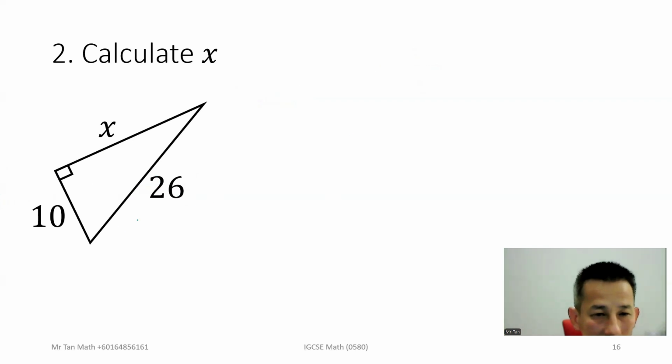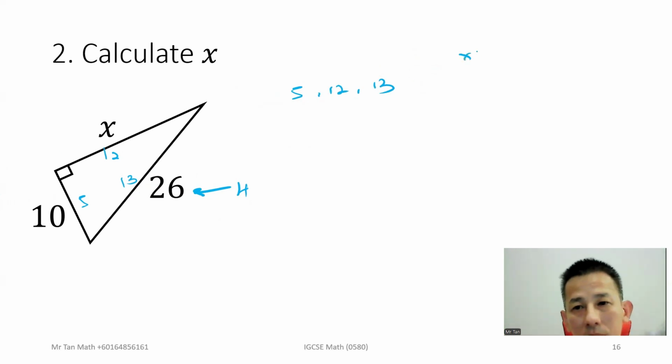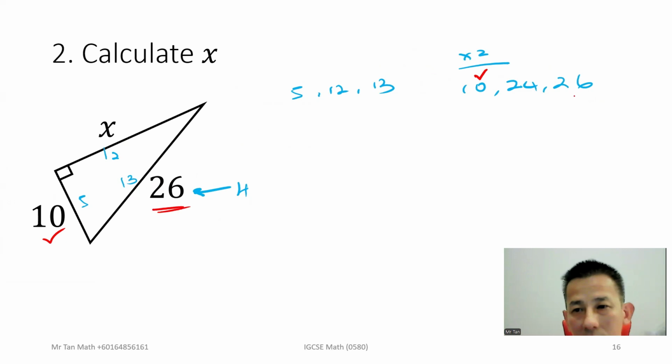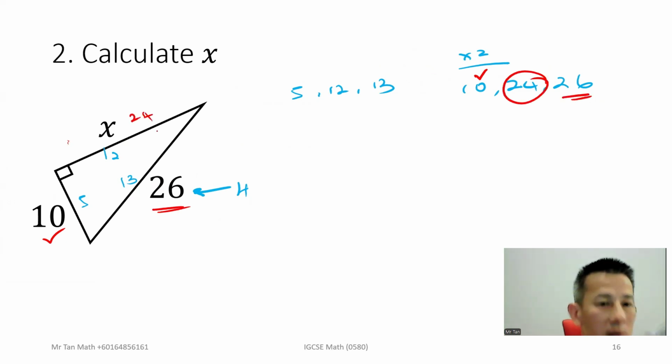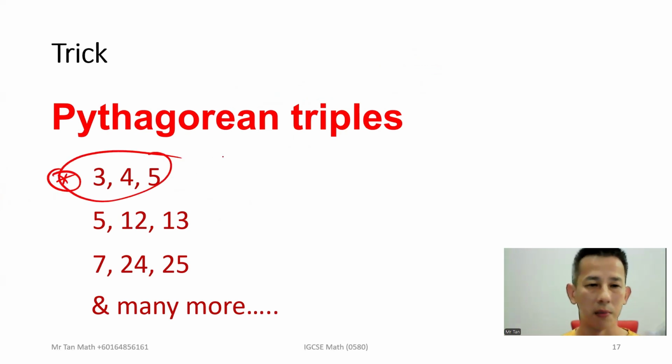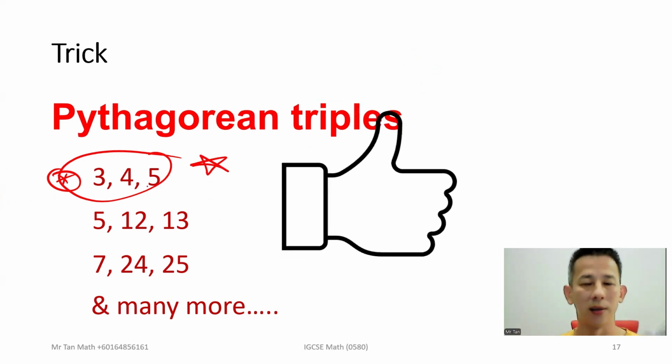Next. This is the hypotenuse. If you look closely, this is 5, 12, and 13. So in this case, times 2. You get 10, 24, and 26. So you have 10 here. You have 26. Therefore, your answer will be 24. So remember these Pythagoras triples. The first one, 3, 4, 5, is the most common. Please remember this, and it does work.